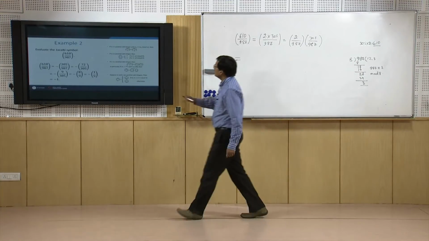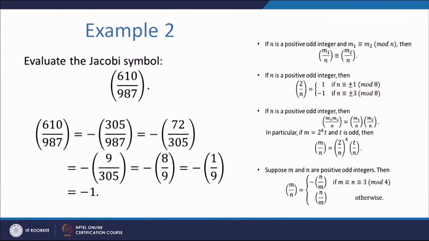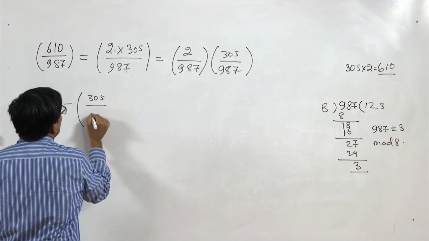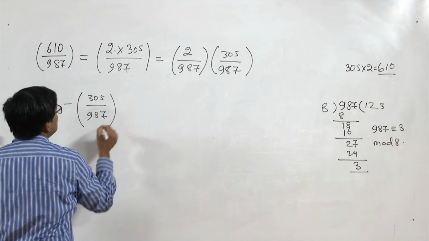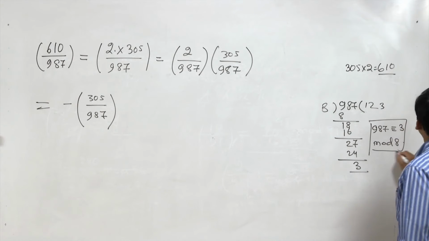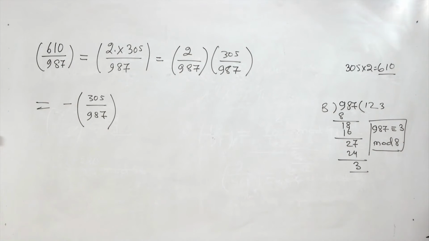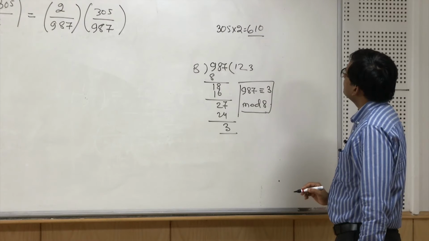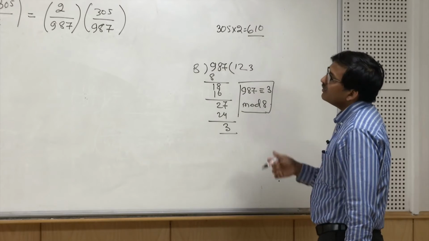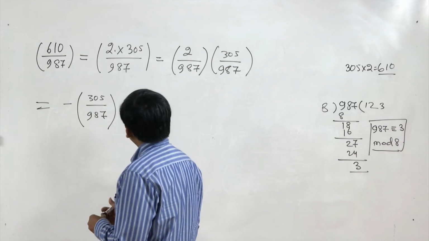Therefore, we go to the second line of the second law. So, 2 by 987 is going to be minus 1. So, we have minus 305 by 987. Now, we have found that 987 mod 8 is 3. So, let us see what to do with this.